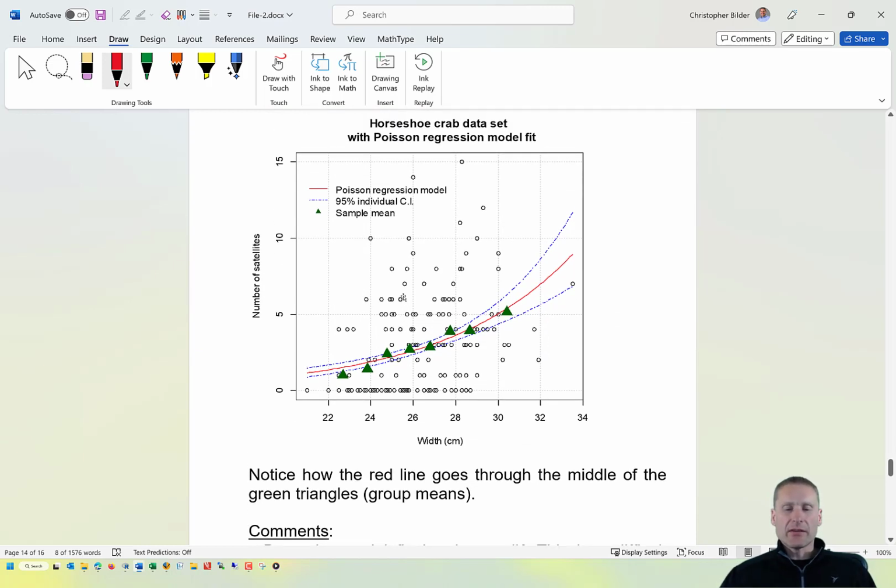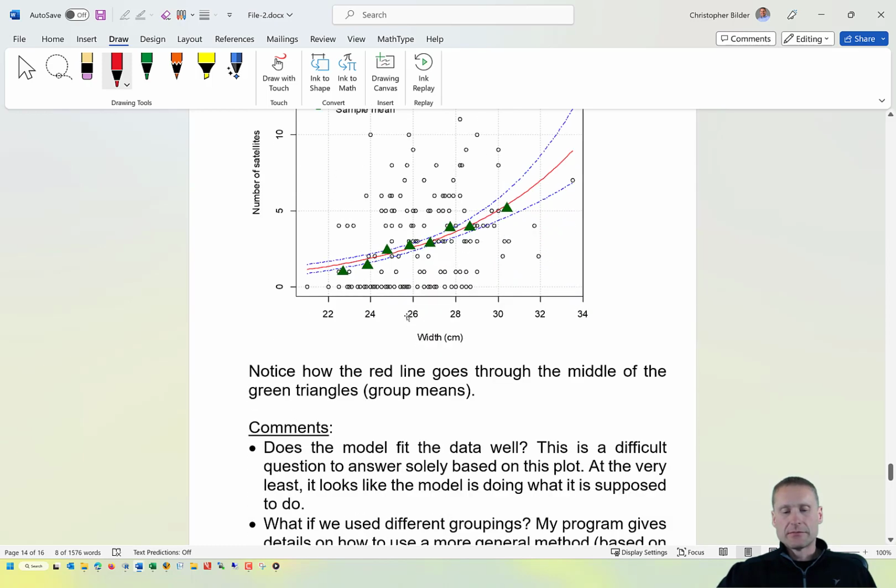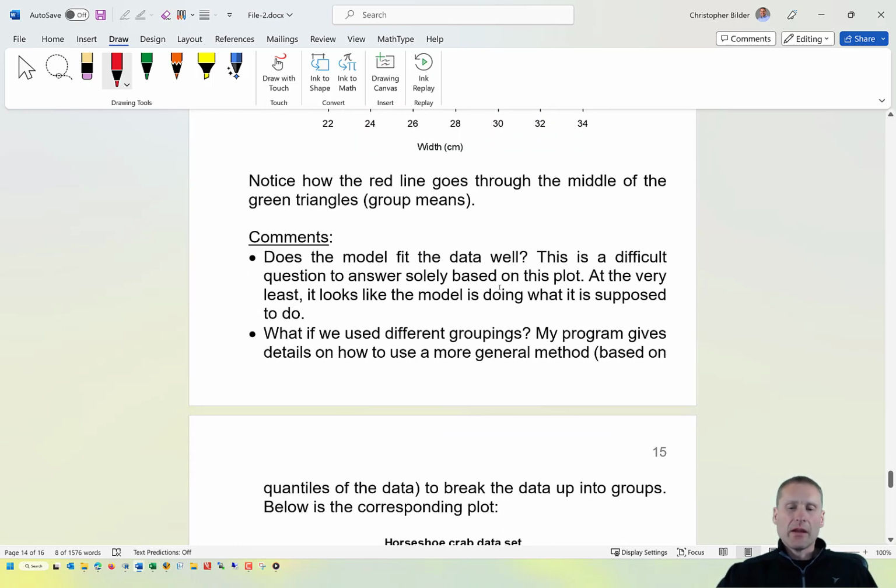So we can see from this, the green triangles are the sample means for each category. And we see how the red Poisson model goes through the middle of it. So this is an ad hoc way to say, yeah, it looks like my model is doing what I want it to do in terms of estimating the mean count per width. If we were having large deviations of the green triangles from the red line, I would be a little bit worried. Okay, so does the data fit well? Well, based upon this ad hoc method, it seems to be doing what it's supposed to be doing. This is not a formal measure of fit, but it helps.